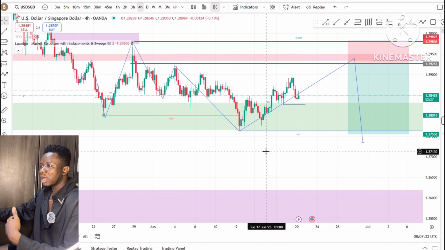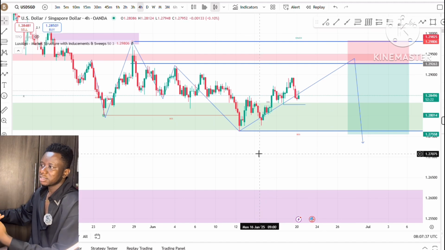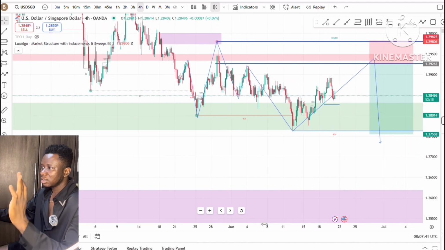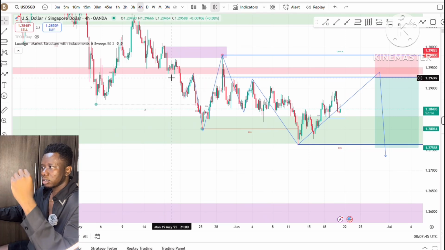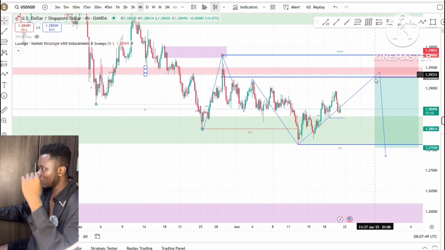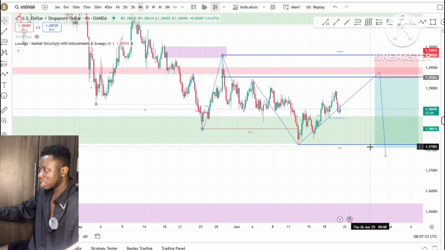If it's no longer valid, I'll still come back and show you guys why I'm no longer interested in taking the trade. But as of right now, it's still sitting in a beautiful area, in a beautiful 4 hour resistance area. So it's a beautiful trade that I'm waiting for it to come back and mitigate, and then I will sell.